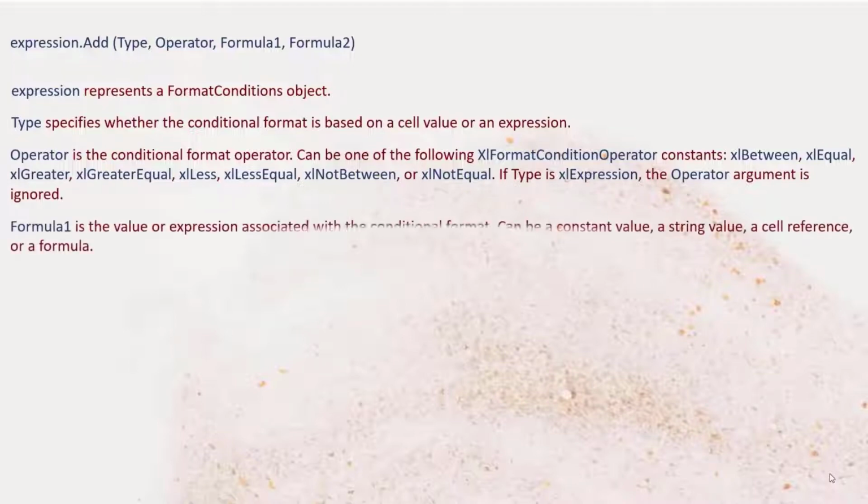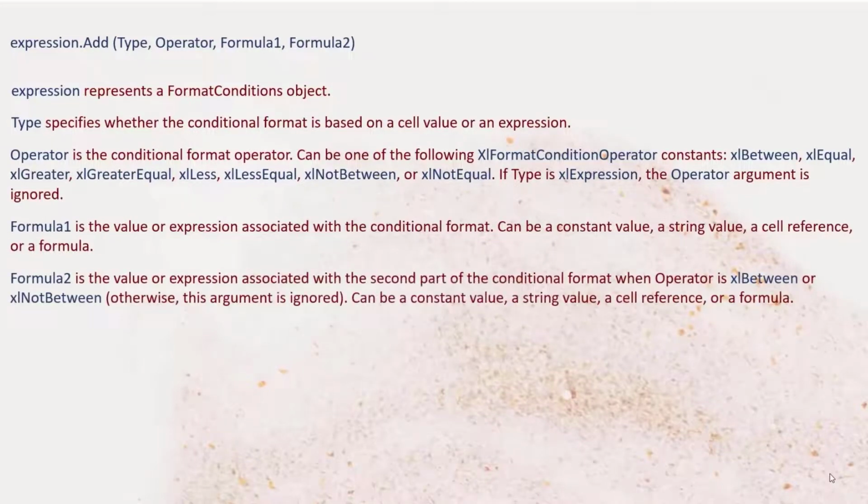Formula 1 can be a value or expression associated with the conditional format. Can be a constant value, a string value, or a cell reference or a formula. Formula 2 is the value or expression associated with the second part of the conditional format when operator is Excel between or Excel not between. Otherwise, this argument is ignored. Can be a constant value, a string value, a cell reference, or a formula.